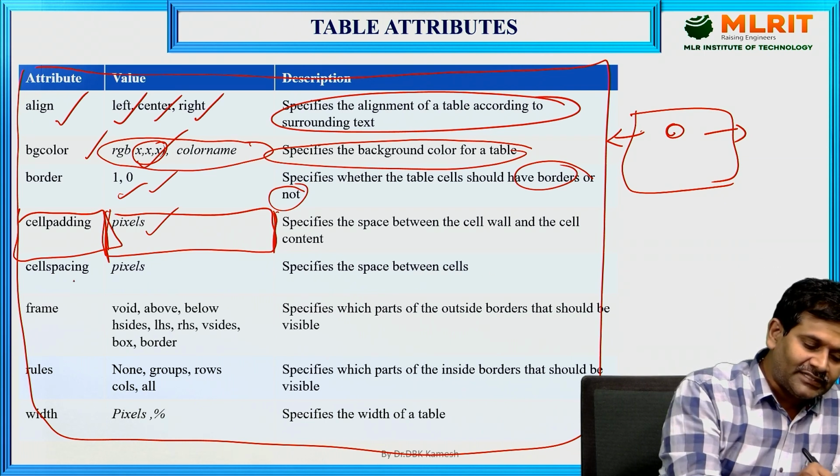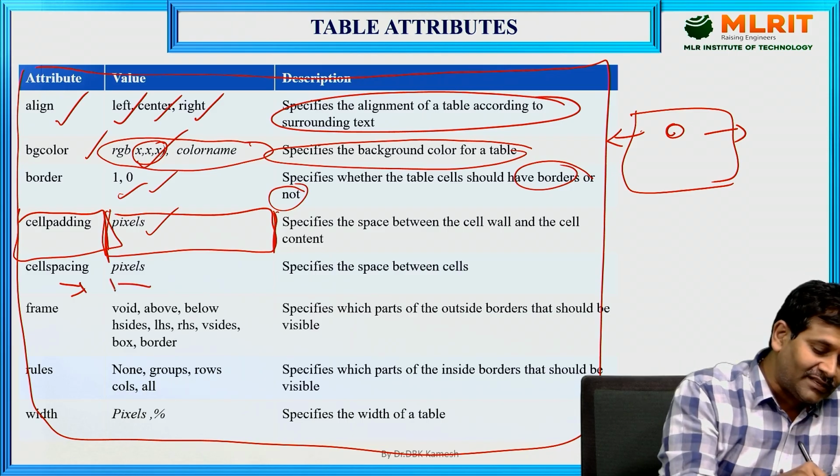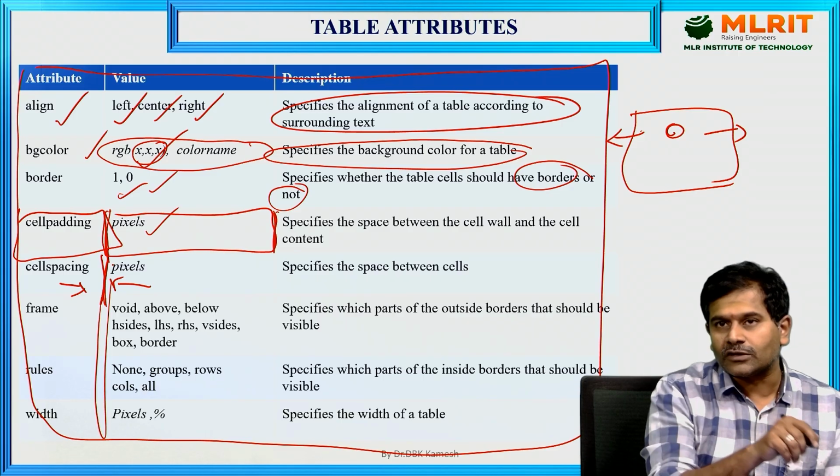In this cell and this cell, the space in between is called cell spacing, that is, column to column.